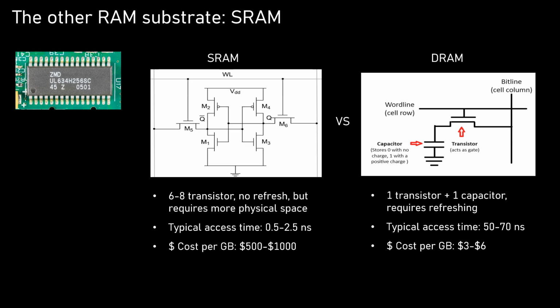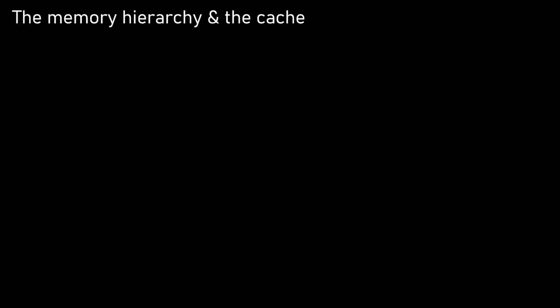So to conclude, we now have two very differing substrates to create memory, one where you are paying about 100 times more to get almost 100 times faster access. This brings us to an important concept in memory systems that will help us understand where we would use one type of RAM versus the other. Let's delve into how these two memory types fit into the memory system of a computer.